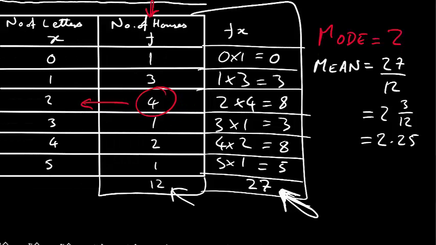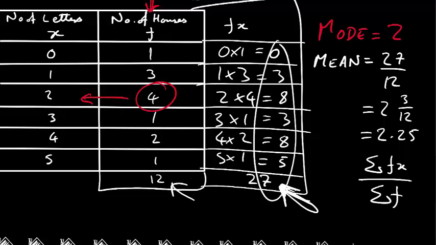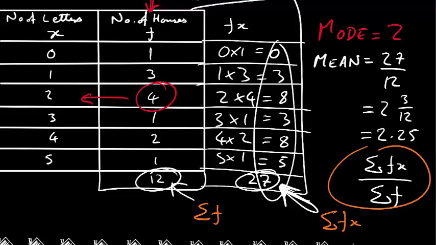Now, there is a nice formula for the mean, actually. It's basically the sum of fx over the sum of f. Remember that sum just means we add everything together. So in other words, we add all of this column together over the sum of all our frequencies. That's exactly what we've done to get that there. So this 27 is the sum of fx, and this 12 is the sum of f. So this may look a little bit daunting, but actually we've already done it. You can either just remember the formula or you can just remember exactly what we've done here.